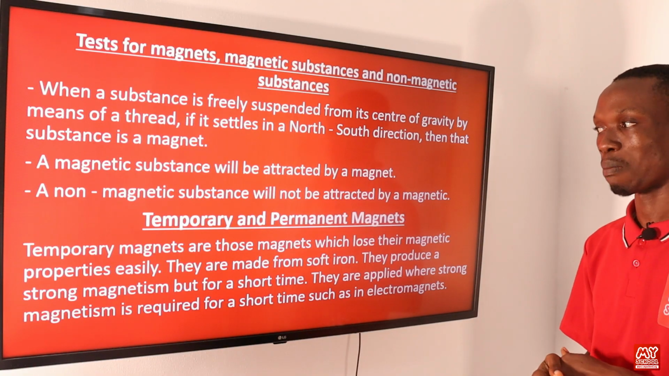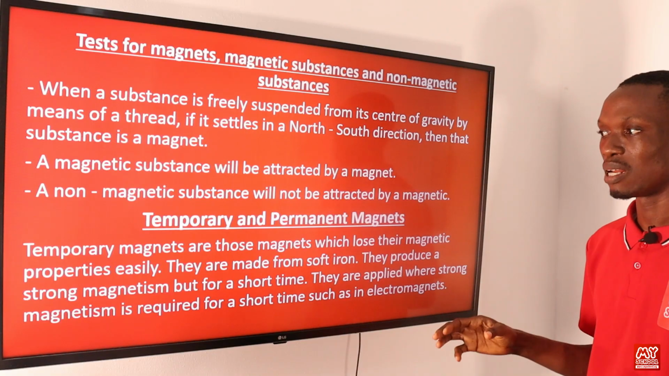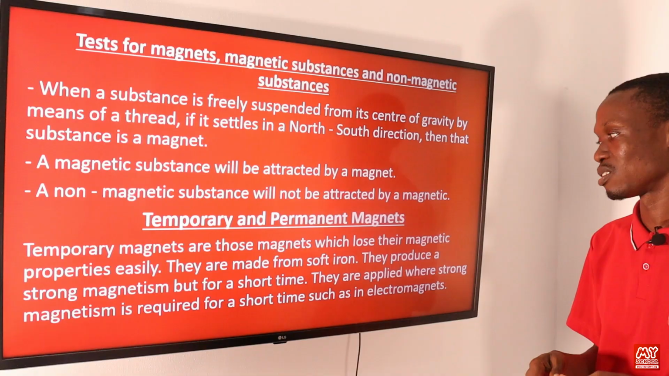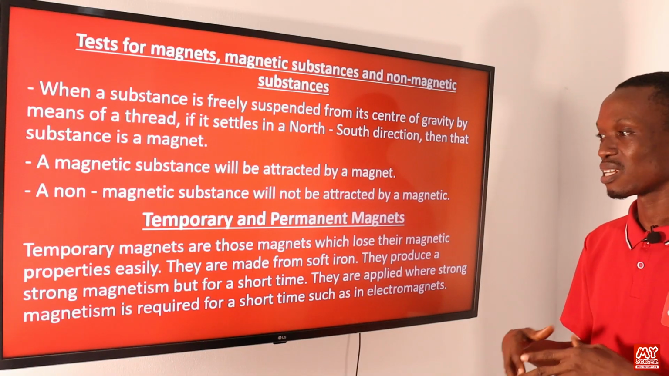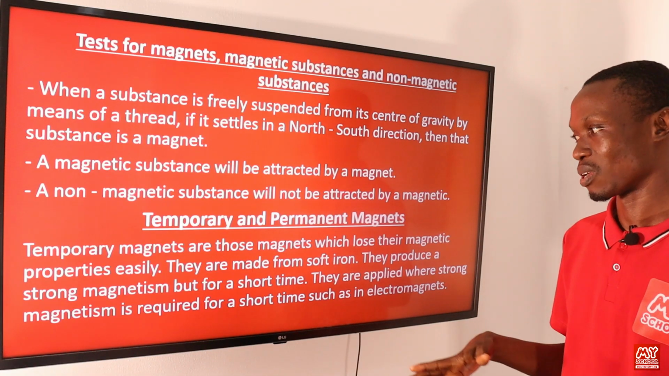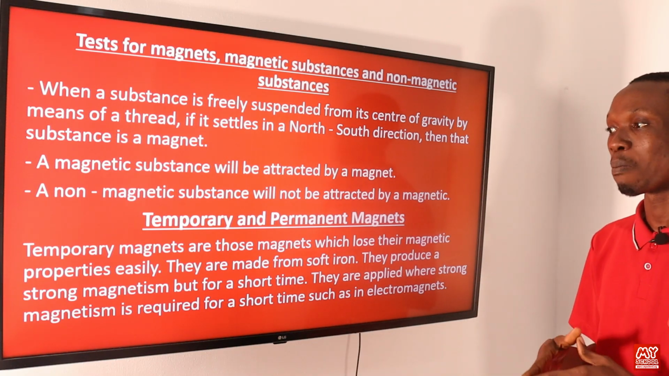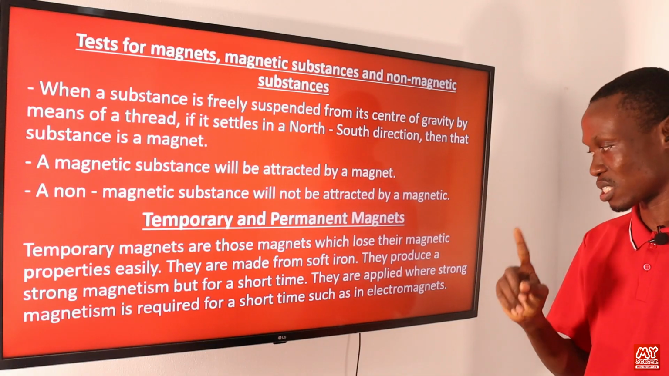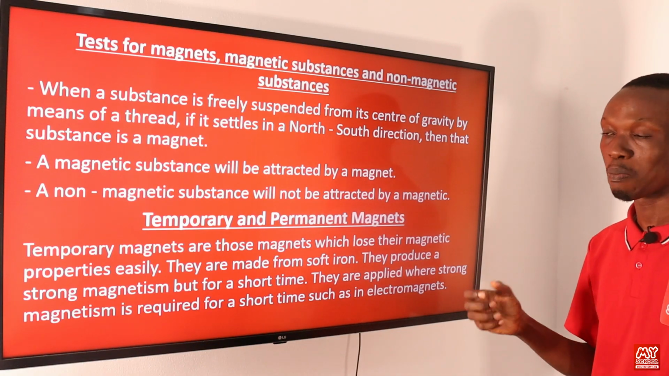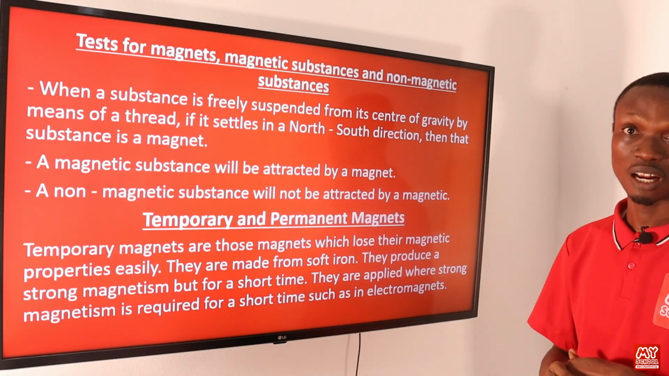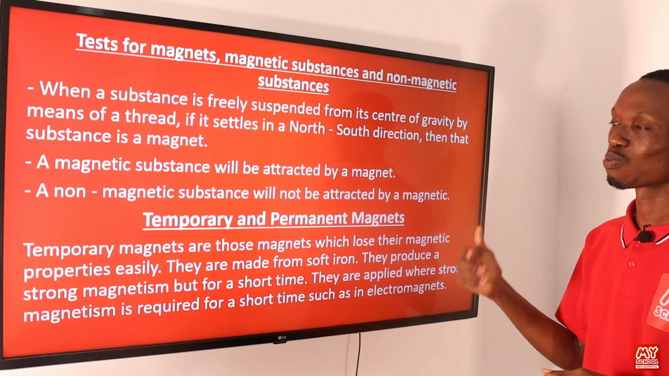Now let's move on to talk about temporary and permanent magnets. Temporary magnets are those magnets which lose their magnetic properties easily. They are made from soft iron. They produce a strong magnetism, but for a short time. They are applied where strong magnetism is required for a short time, such as in electromagnets. Let's move to the next slide.